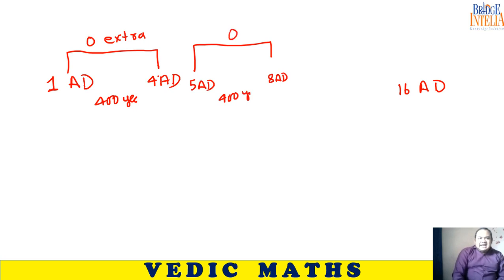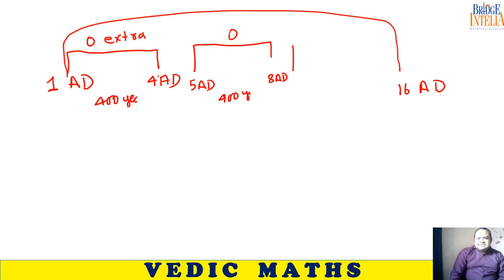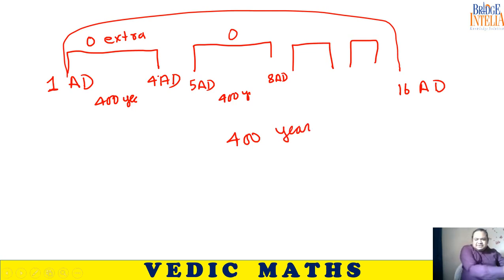So if somebody asks how many extra days are between 1 AD to 16 AD, you will say, oh, this is completely divisible by 400 years. So this is a multiple of 400 years. So every 400 years you can take out, because things get balanced, it becomes 0. So you can remove that portion.